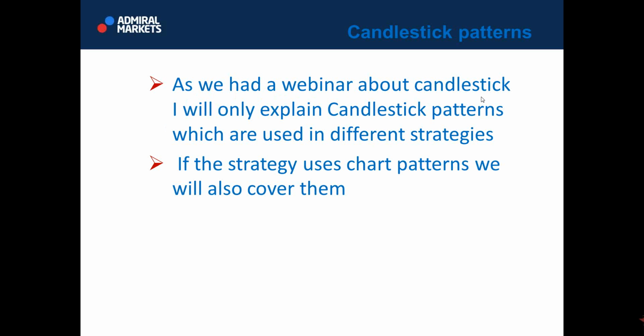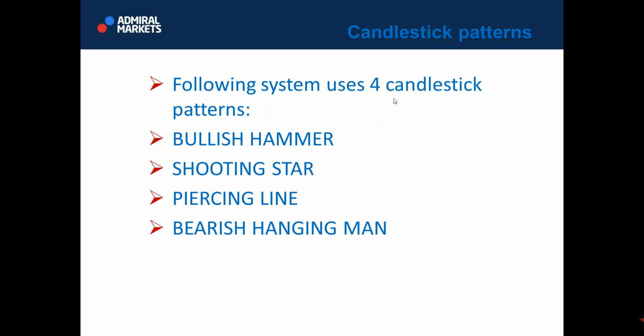Now, as we had a webinar about candlesticks, I will only explain the candlestick patterns which are used in different strategies. If the strategy uses chart patterns, we will also cover them. But because we already had a webinar about candlesticks, I will just remind you of the candlesticks that are used in a particular trading method. Okay. So in this example, we will use four candlestick patterns. Those are namely bullish hammer, shooting star, piercing line, and bearish hanging man.